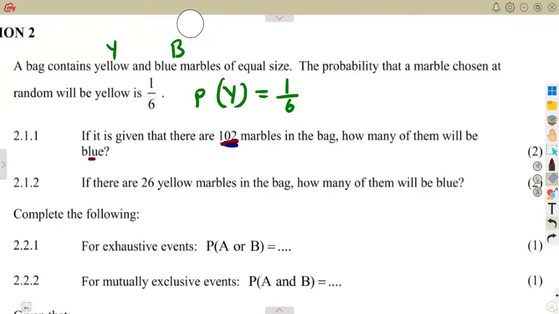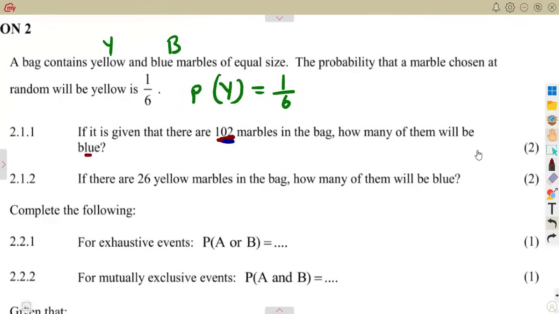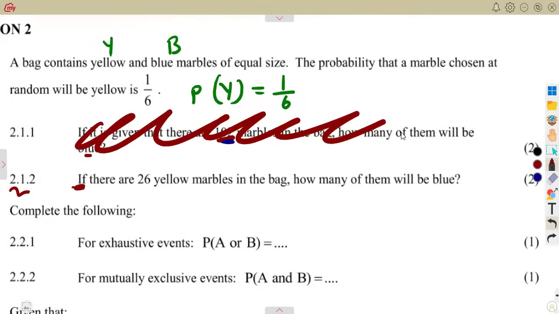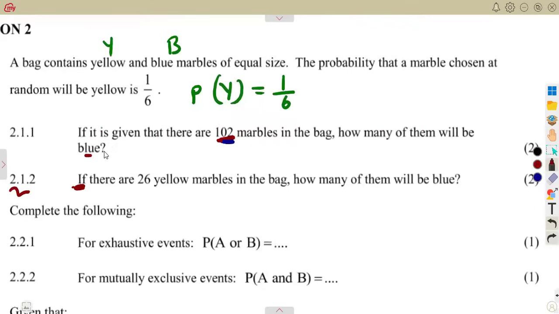Let's move on to another part of our question. So if it's an assumption, like I said, you are assuming that 2.12, if again, this one is an assumption again. This one is no longer applicable. Forget about this statement that we had before. It's no longer part of this because you are now assuming that if there are 26 yellow marbles in the bag, how many of them will be blue? We are now told the number, that they are 26.